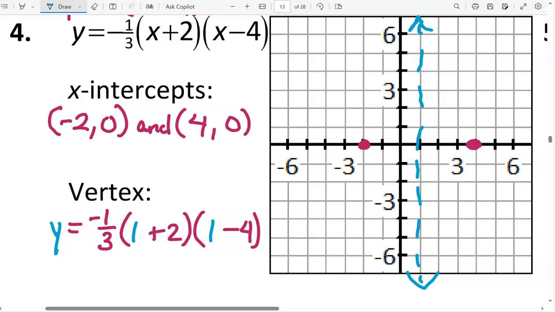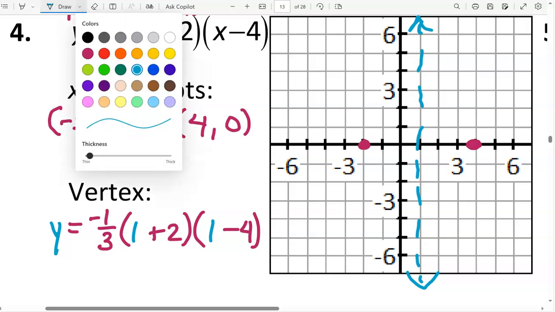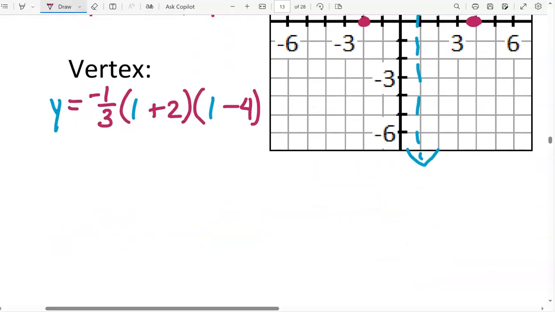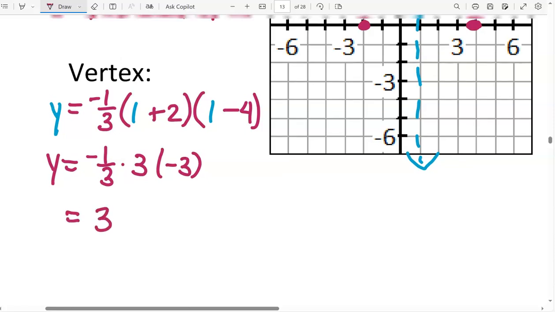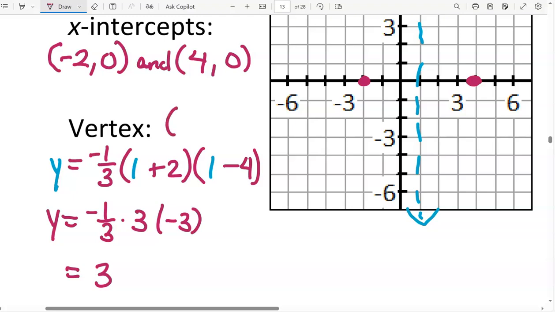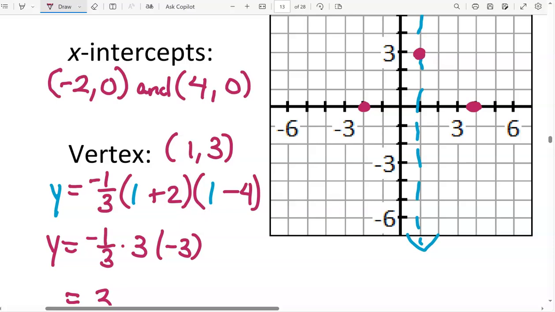So we can replace x with 1 in the equation and find y. So y is -1/3 times 3 times -3, which gives us a value of 3. So our vertex is the point 1, 3. Let's go ahead and plot that. That's 3 points. That's enough to get a fairly accurate graph of what this parabola looks like.